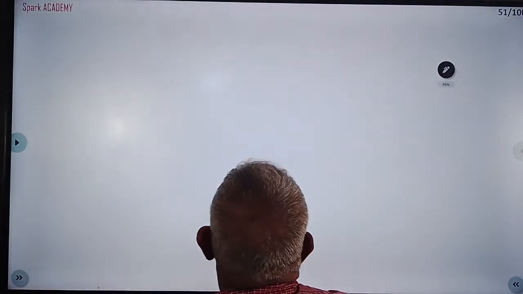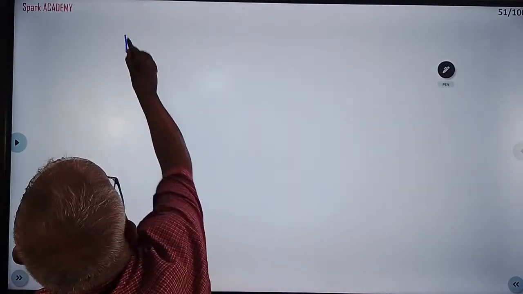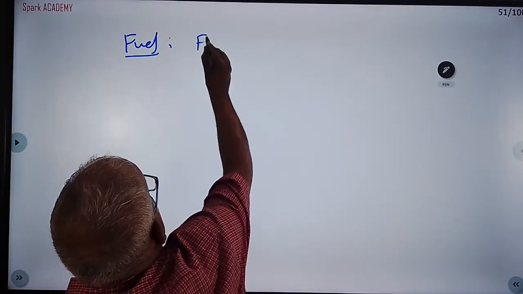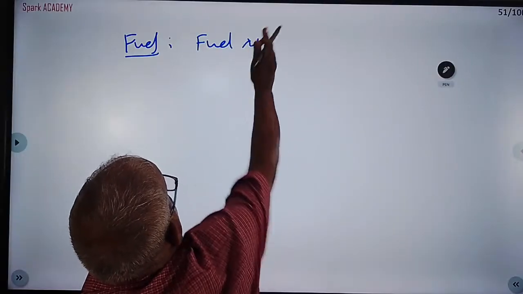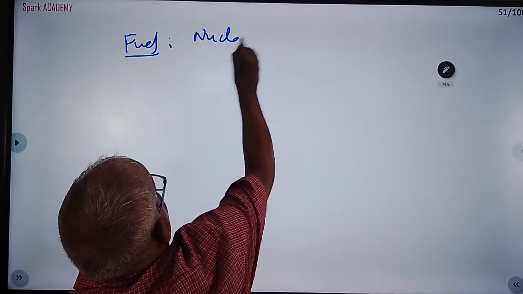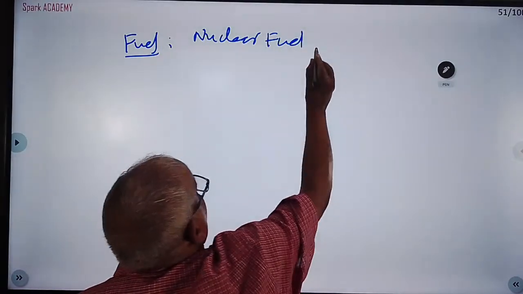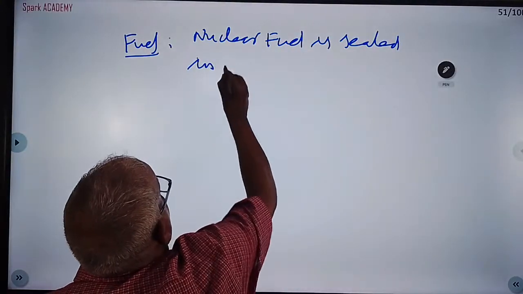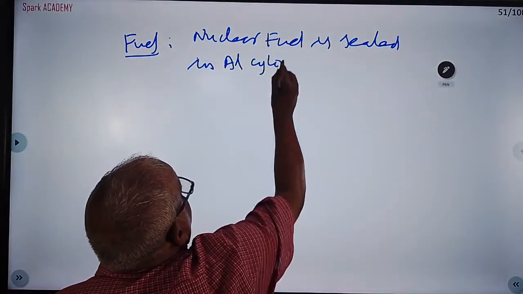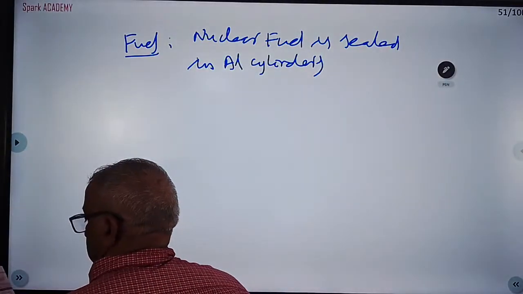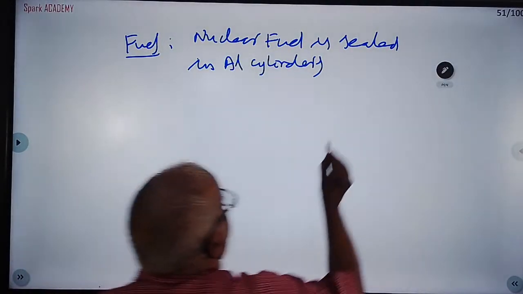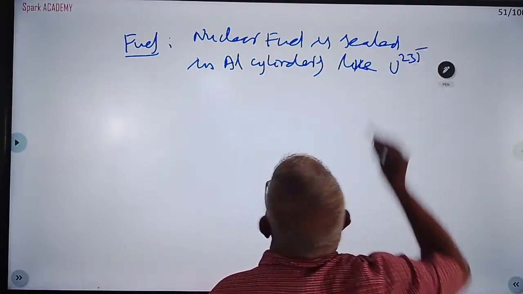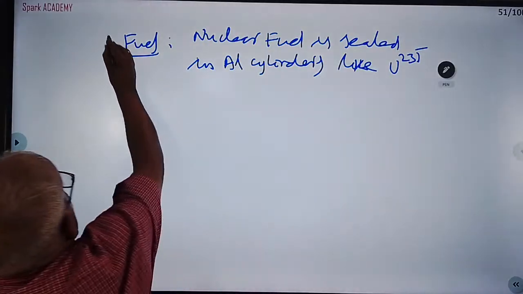Now I am explaining part by part, and the working. What is fuel? Nuclear fuel is sealed in aluminum cylinders, like uranium 235. The first part is fuel.